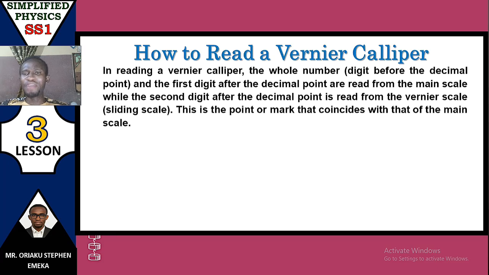In reading a vernier caliper, we have to check the whole number before the decimal point. The first digit after the decimal point is read from the main scale, while the second digit after the decimal point is read from the vernier scale. So we are going to do an example so that you'll be able to see it. This is the mark that coincides with that of the main scale.